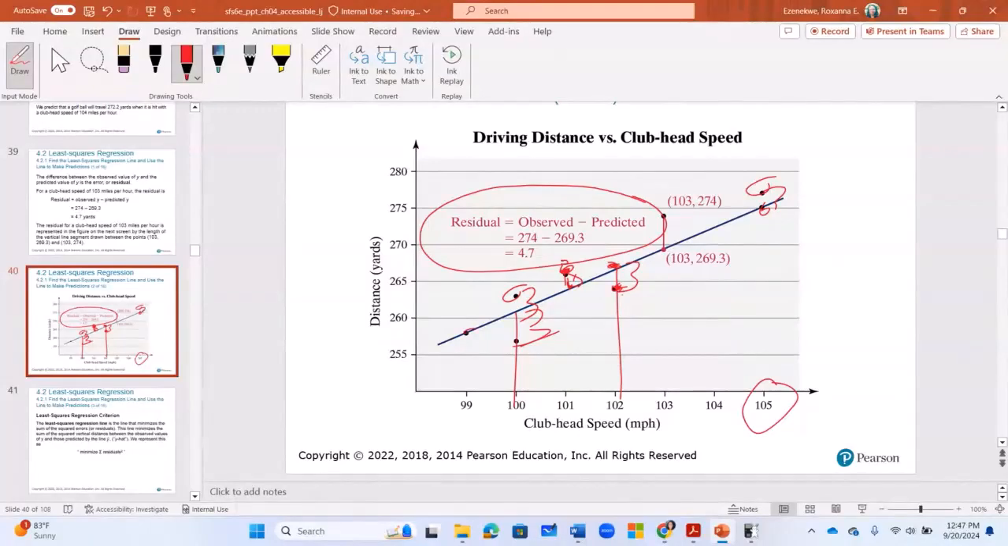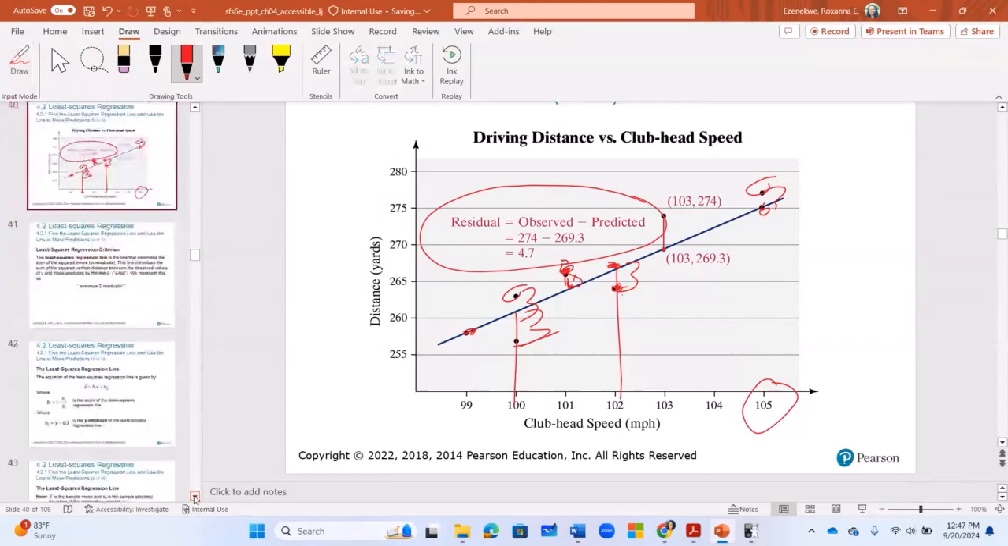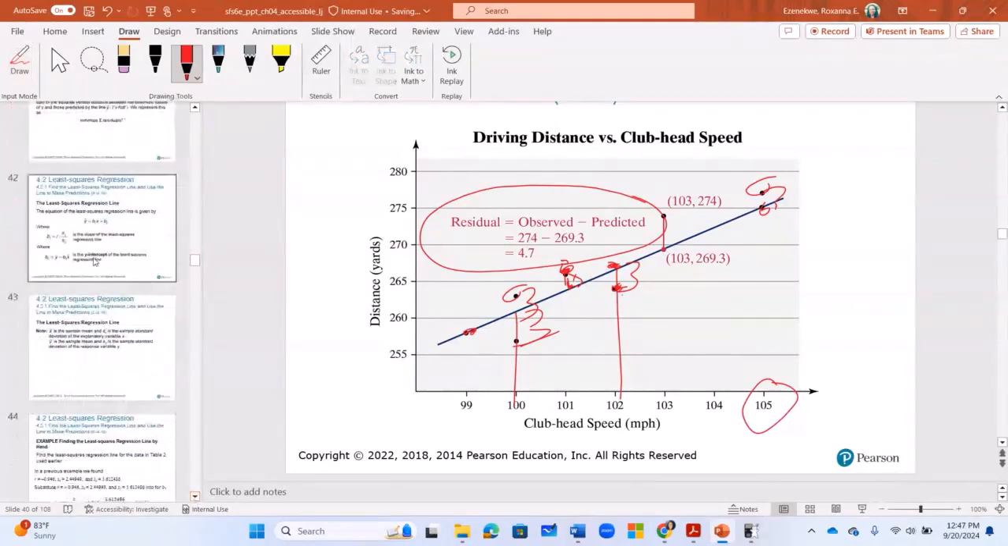All right. So the residual for 99 will be 0. Why? Because the observed and the predicted are the same point. So the residual is on the line. Let's look at the table. You can use a table to do this. So let's get a table. Let's first of all see an example they did for us.